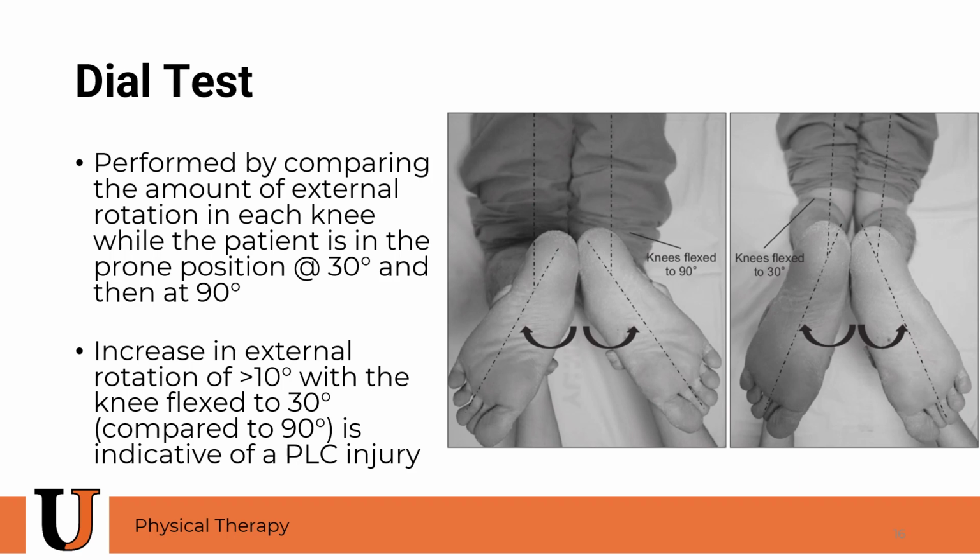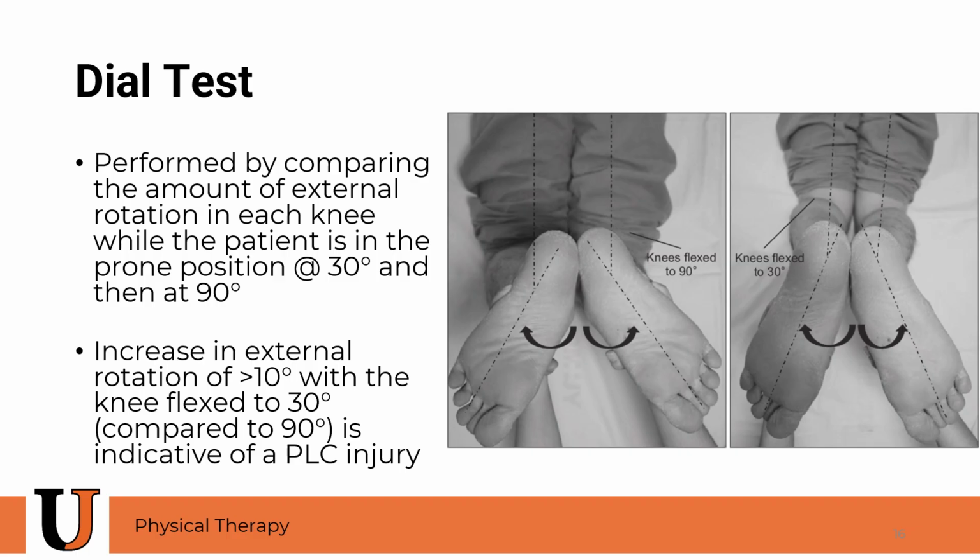The dial test is another special test you may consider performing on your patients where you're suspecting an LCL injury. It's performed by comparing the amount of external rotation in each knee while the patient is in a prone position at 30 degrees of knee flexion and then 90 degrees of knee flexion. An increase in external rotation of greater than 10 degrees with the knee flexed to 30 compared to 90 is indicative of a posterior lateral corner injury.